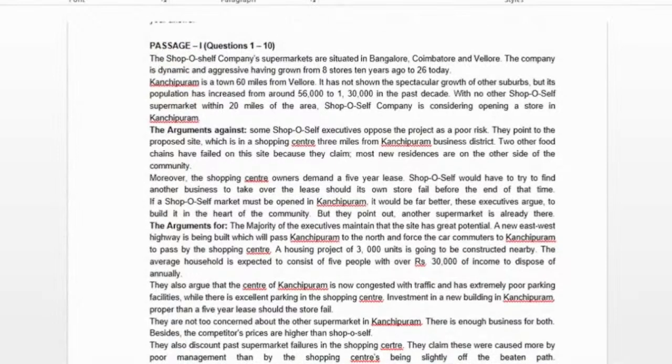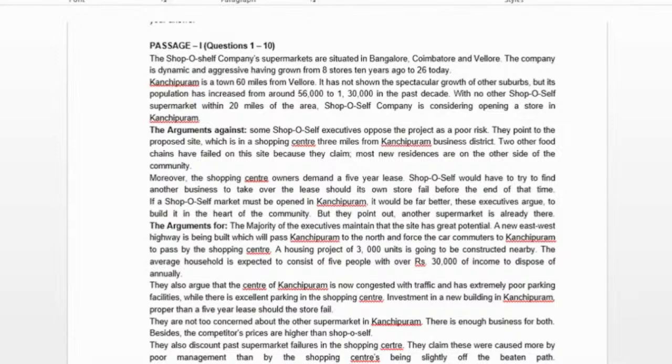So let me make a summary again. Shopper shelf company, supermarket chain, 26 stores as of now. They are considering to open a store in Kanchipuram. So Kanchipuram open பண்றதுக்கு பண்றாங்க. அதுல 2 வே ஆர்குமெண்ட்ஸ், ஒரு மீட்டிங் மாதிரி கண்டக்ட் பண்றாங்க, whether we can start it or not அப்படின்றத பாக்குறாங்க.